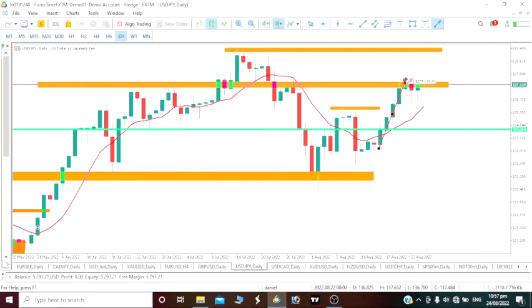If you notice, we are actually getting a pullback here. After this pullback, what are we expecting? After a pullback on our USDJPY is a rally movement upward again. So on USDJPY, we should be expecting a bullish move. We should open and close bullish on the 25th.